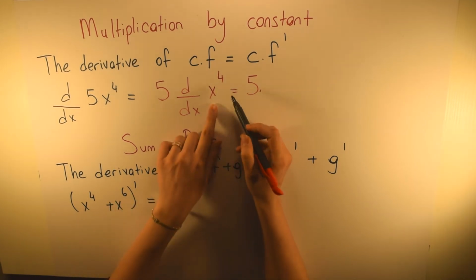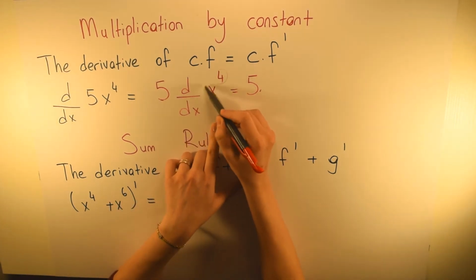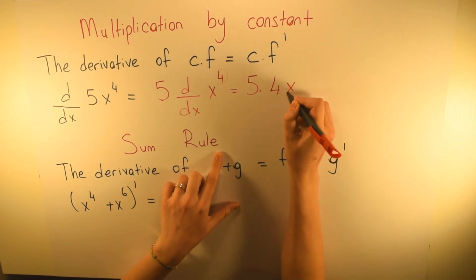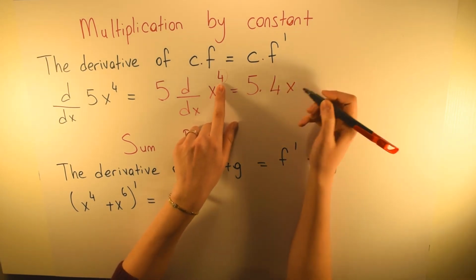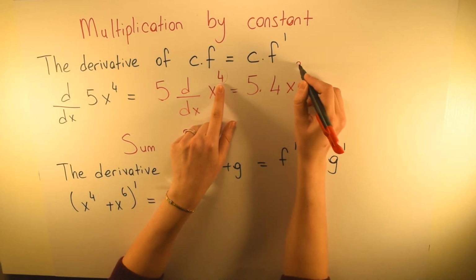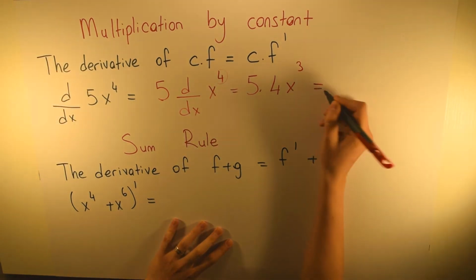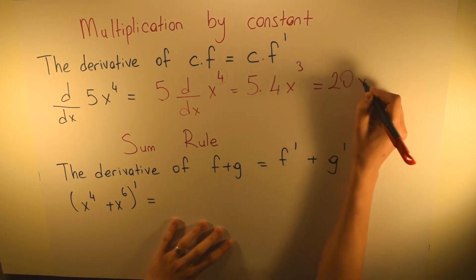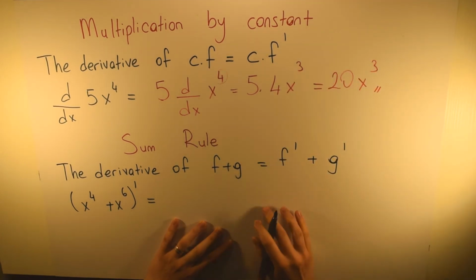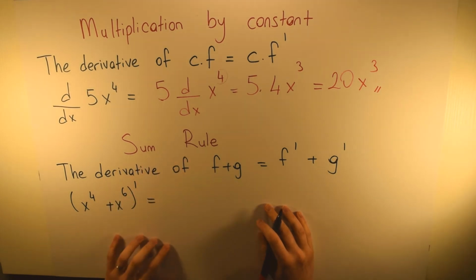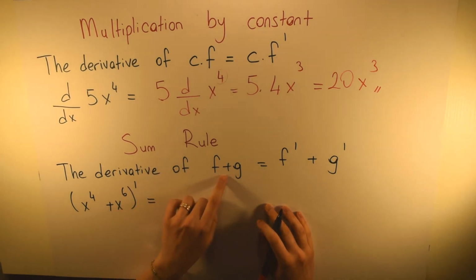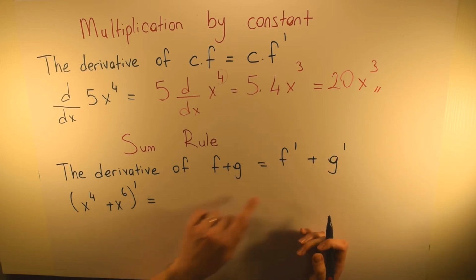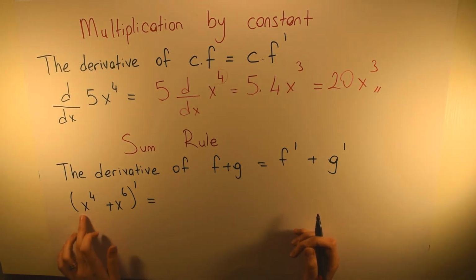So let's take its derivative. We put this exponent in front of x, so it's 4 times x to the power of 4 minus 1, which is equal to 3, right? So this is equal to 5 times 4, it's 20, x to the power of 3. Okay, so let's look at the sum rule. The derivative of f plus g is equal to f prime plus g prime. So if you have, let's look at this example.